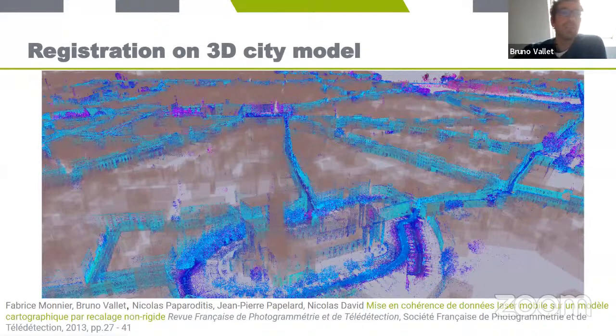We did this also by posing the problem as a trajectory re-estimation, but this time what we were trying to minimize was the distance between the points. So we detected the facades in the point cloud. The facades were present in the 3D city model, and so we minimized the distance between the 3D points and the facades.